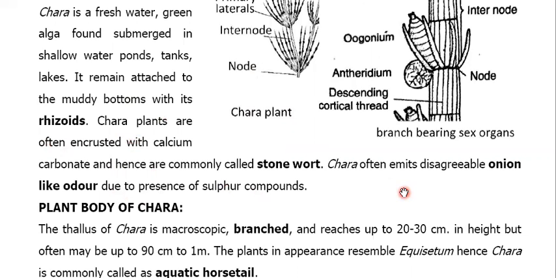Often, it emits an onion-like odor due to the presence of sulfur compounds. It means that where you can smell the onion-like odor, there is Chara growing in the stagnant water or fresh water.